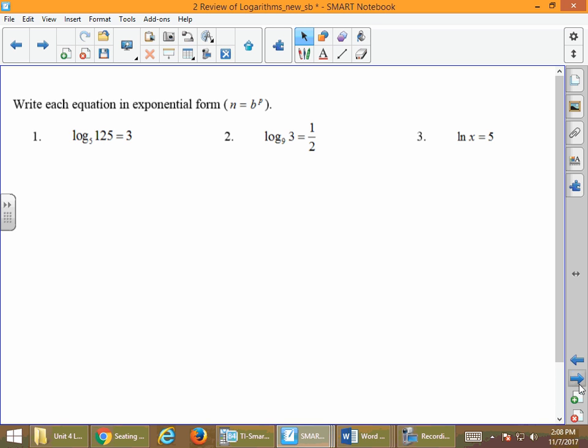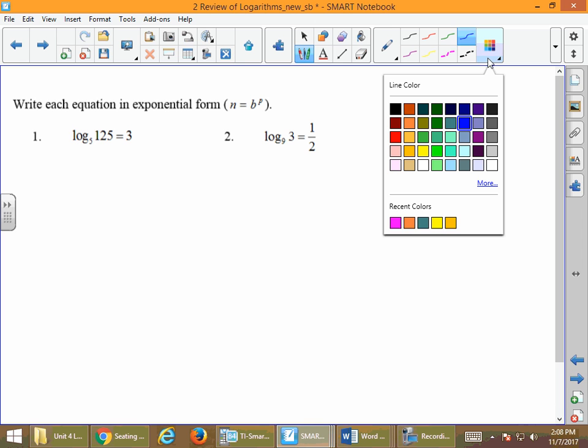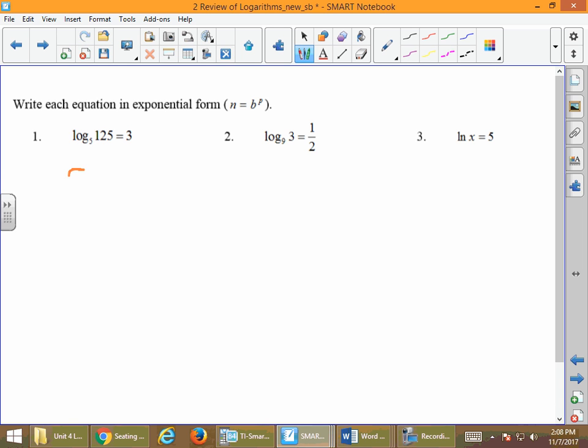When we rewrite this, in this particular problem here, remember that what the logarithm equals is the exponent. So it's log base 5. The exponent on the 5 is going to be the 3, because that's what the logarithm equals. 5 cubed equals 125.